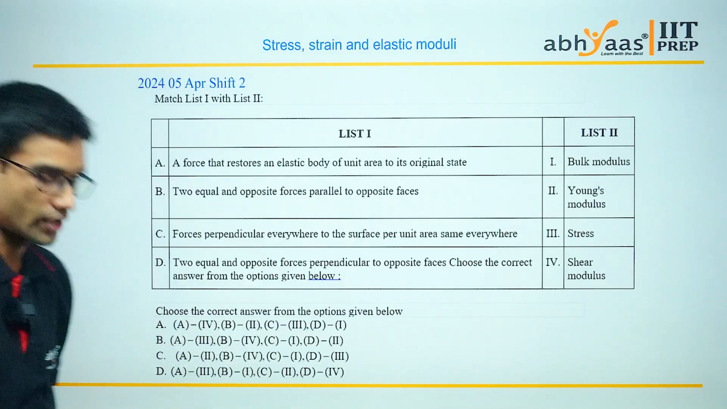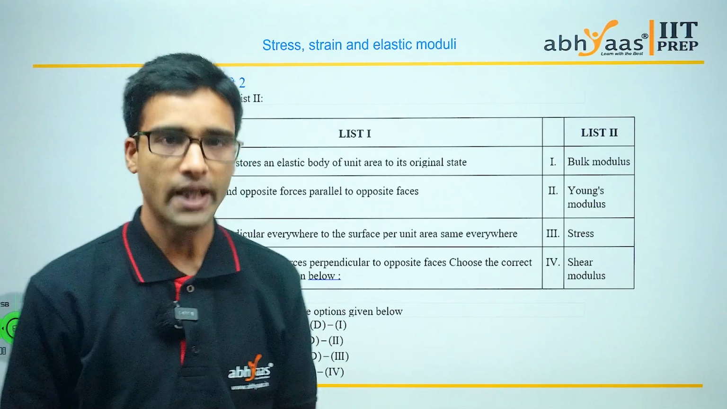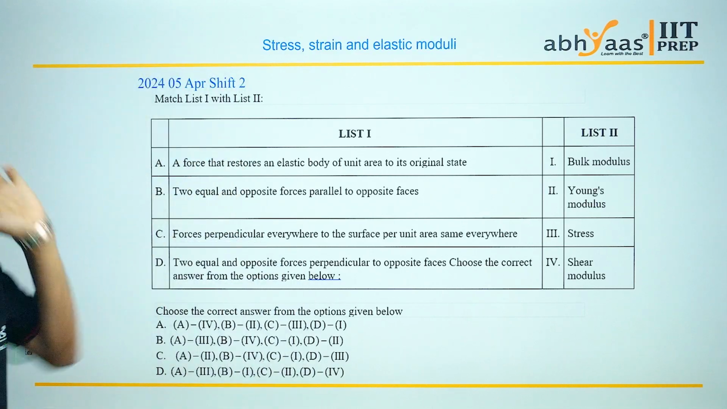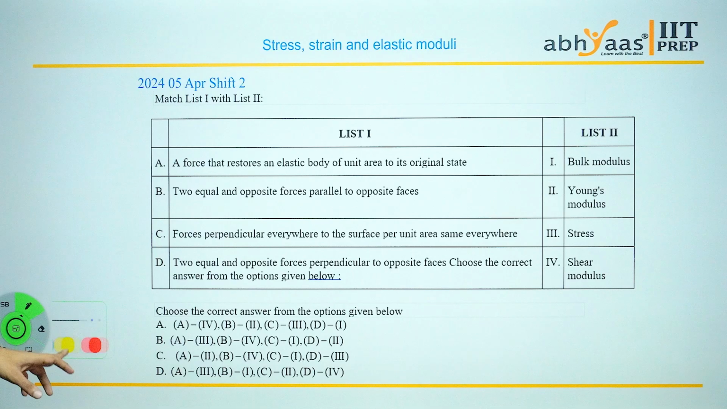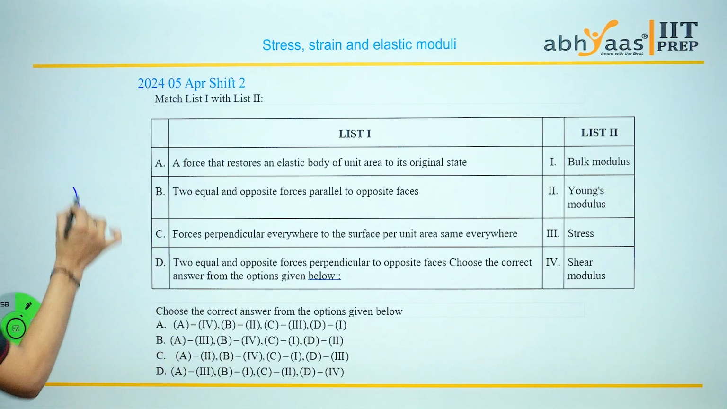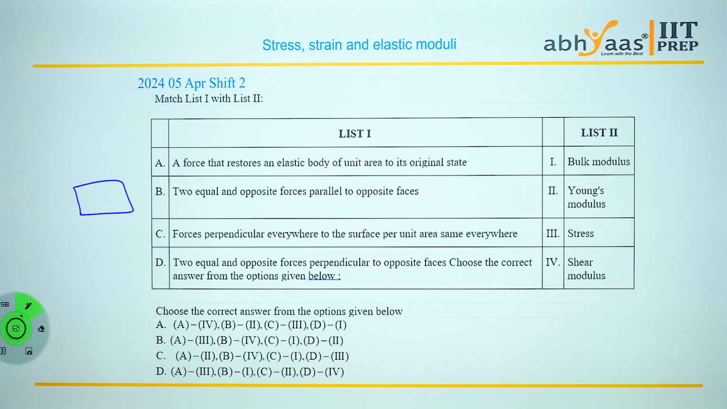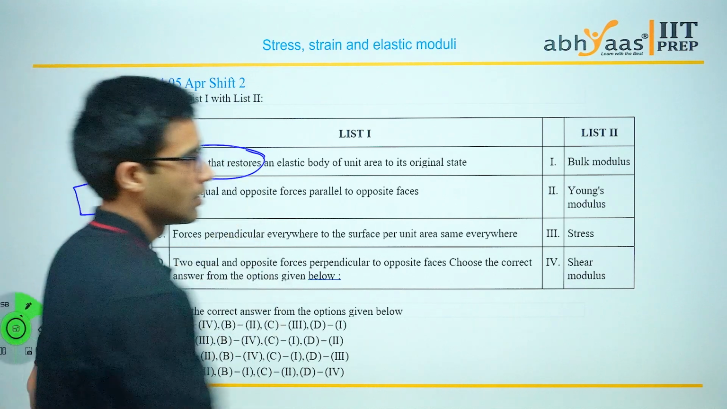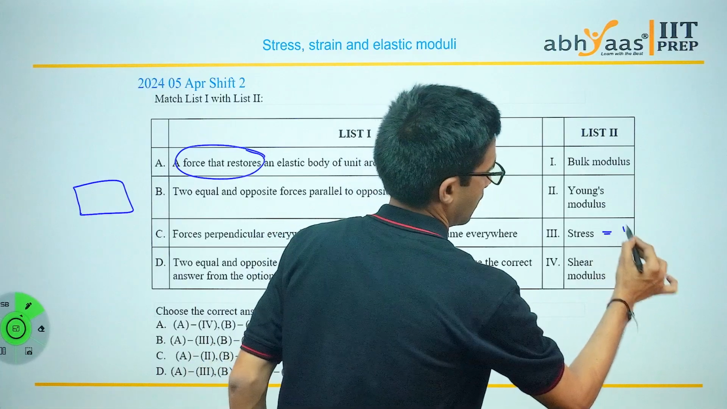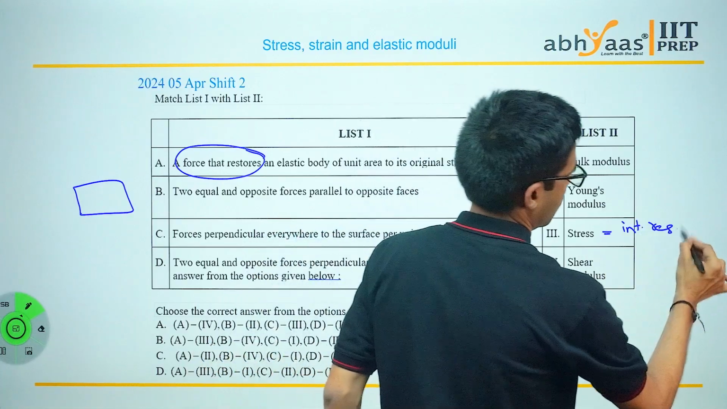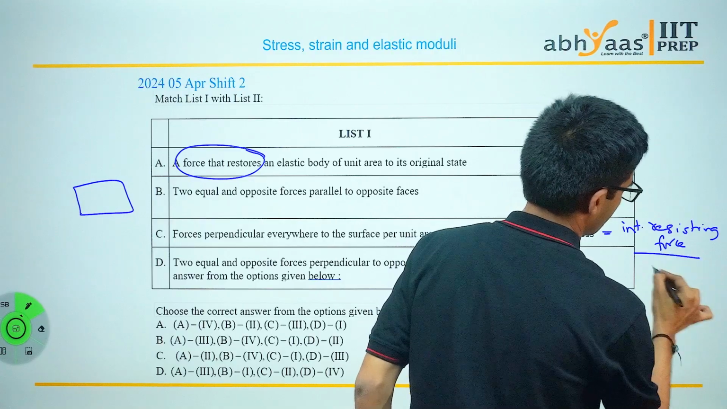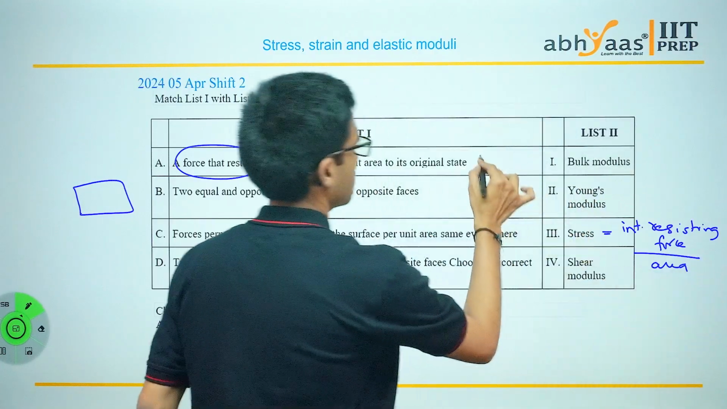It is theoretical only. In this we have matrix matching. A force that restores an elastic body of unit area to its original state. We know that the internal resisting force, restoring force per unit area, that is internal resisting force per area, is what? Stress. So that's why this is a 3.